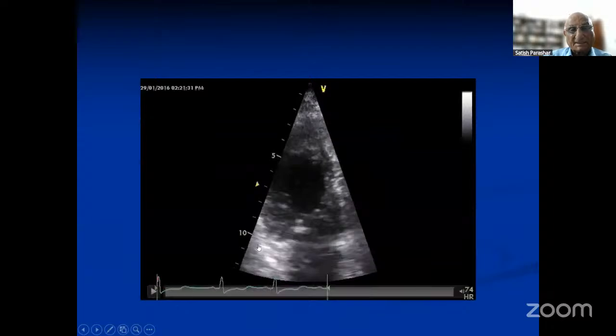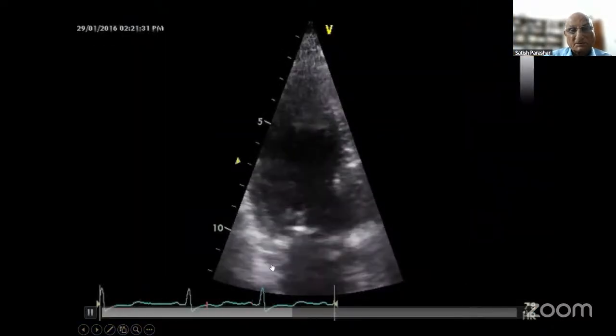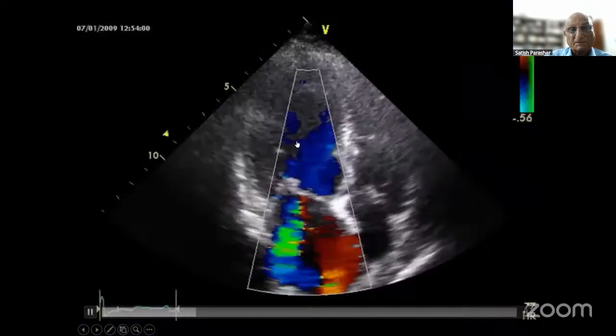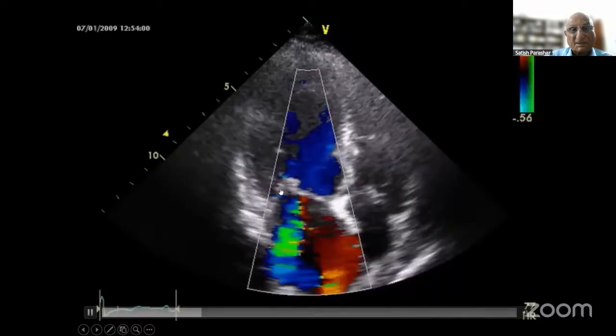But this gave us a diagnosis that we are not dealing with a rheumatic mitral stenosis. We'll come to it later on. And you see, a color flow mapping showed a significant mitral stenosis and a regurgitation. That is why the patient was sent for a MVR.